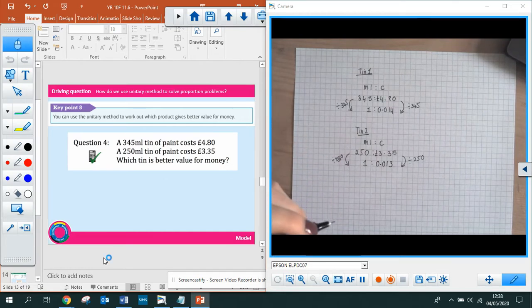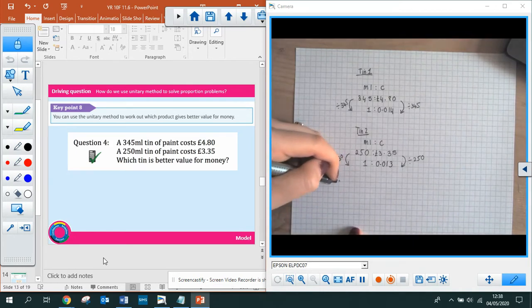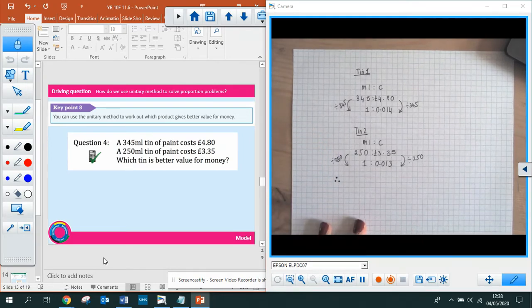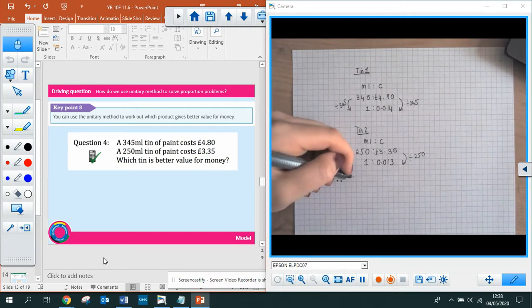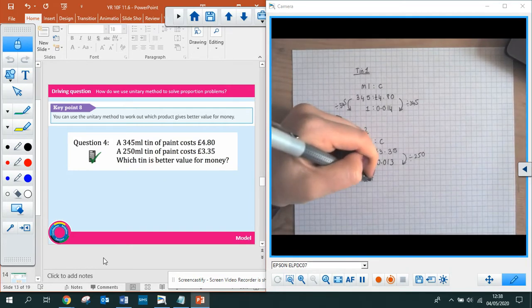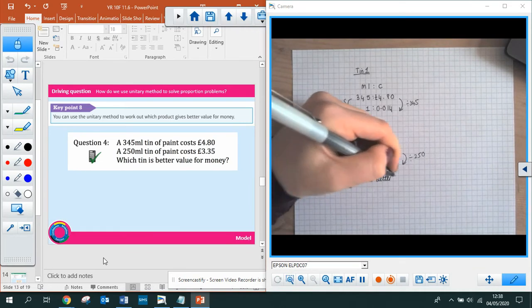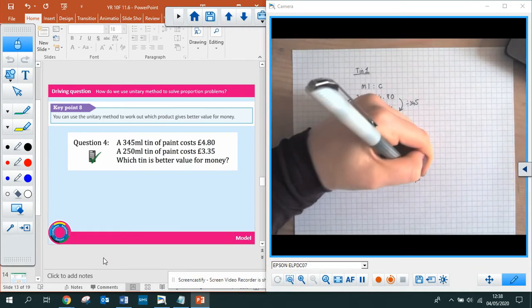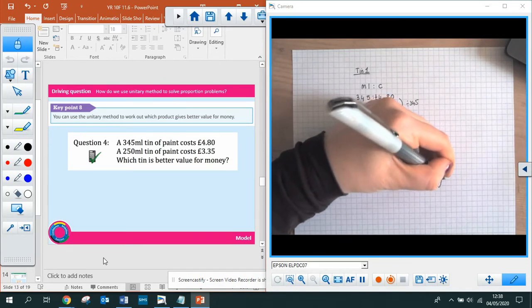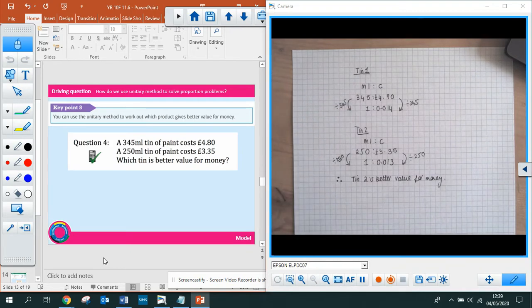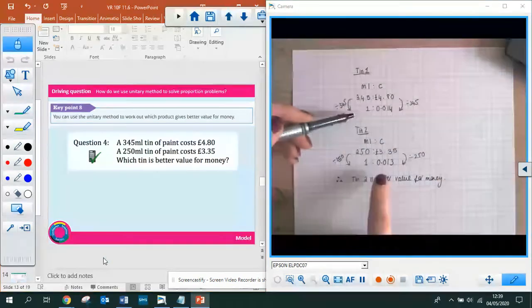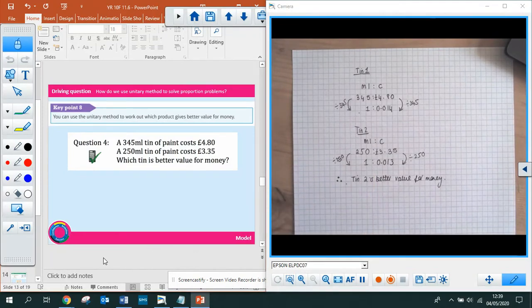Okay, so then my conclusion is, therefore, and it said which is better value for money. So it's better value for money if you're paying less per milliliter. So therefore tin 2 is better value for money. Okay, and as I said, you could have divided by the 480 to find what it was per penny. Okay, but it doesn't matter which way, as long as then you compare the same thing and you conclude.